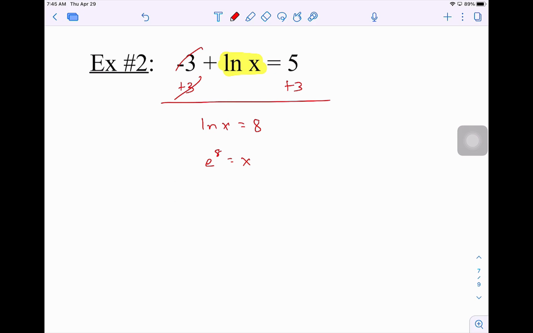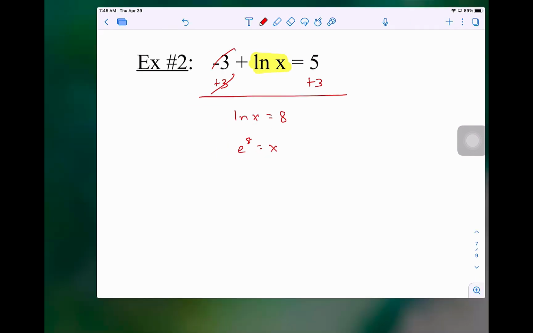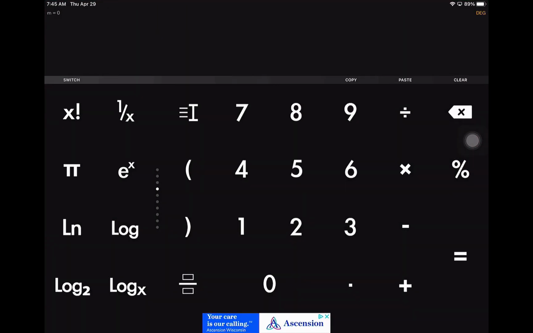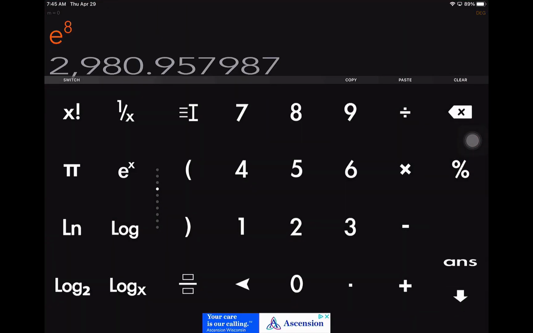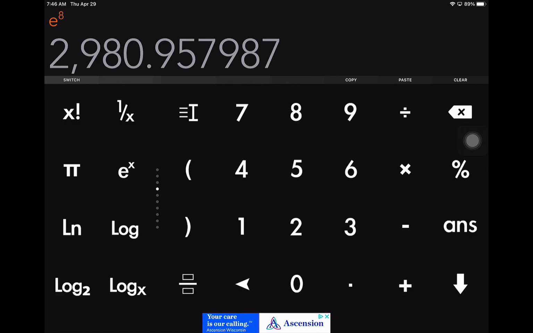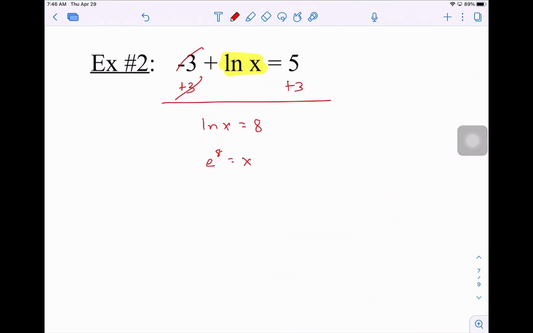And now that x is already by itself, you can just type in e to the 8th power right into your calculator, and you've got an answer for that. There's your e raised to the 8th power. Our answer is 2,980.96. Or if you'd rather leave it as e to the 8th power, that's fine too. You can leave it that way as well.